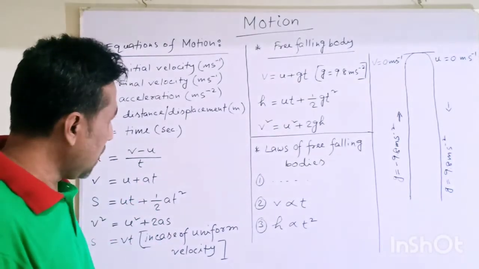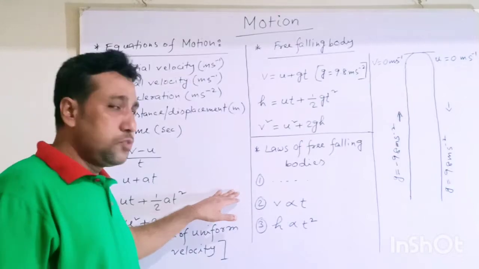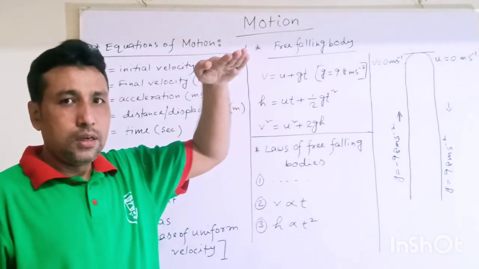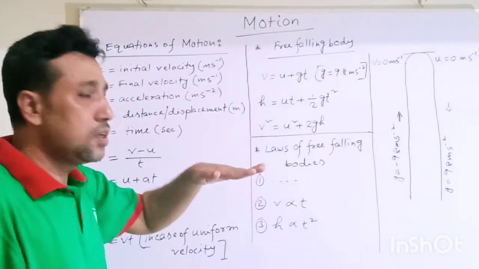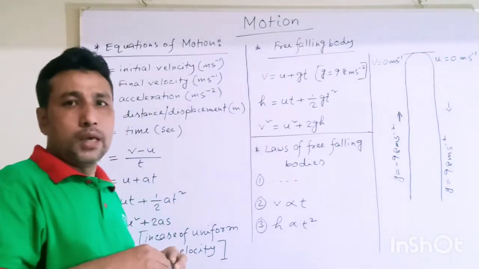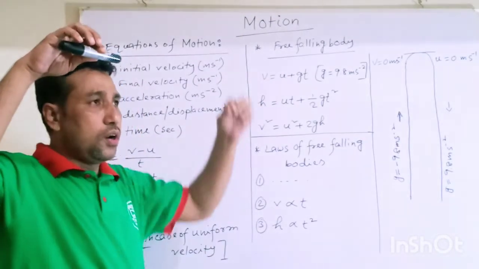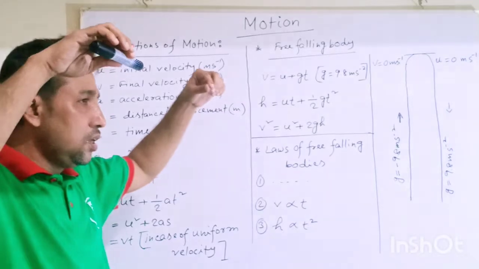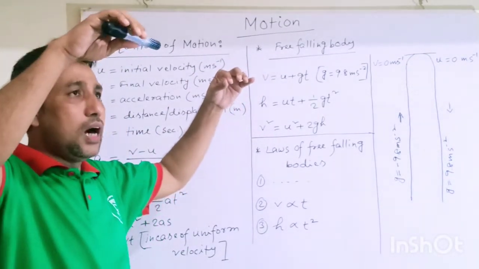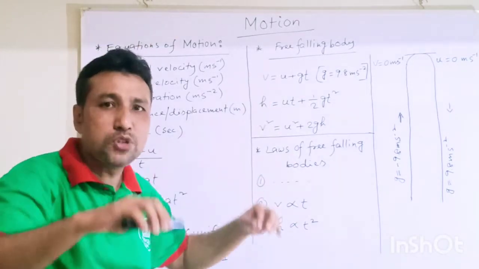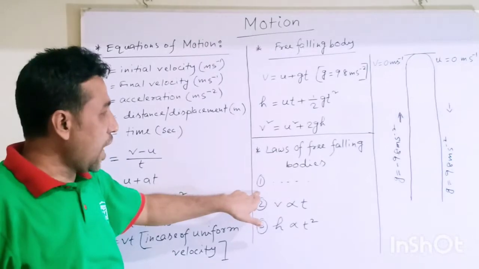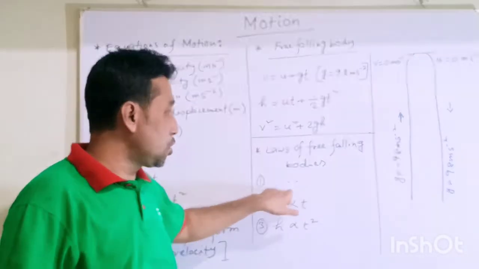You see, Galileo says every object from a particular height, I mean from the same height, will travel the same distance in the same time. Suppose if you release a stone or a feather of a bird from the same height without any resistance, then the stone and feather will travel the same distance within the same time. This is the first law. That's why I didn't write anything here, I just put dots.